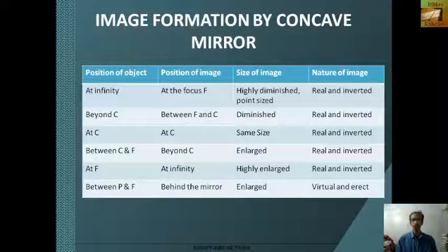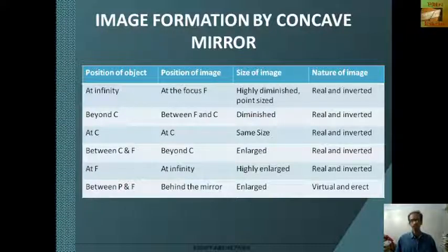Beyond center of curvature, the position of image is between focus and center of curvature. The size of image is diminished. The nature of image is real and inverted. At center of curvature, the position of image is also at the center of curvature. The size of the image is same size. The nature of image is real and inverted.